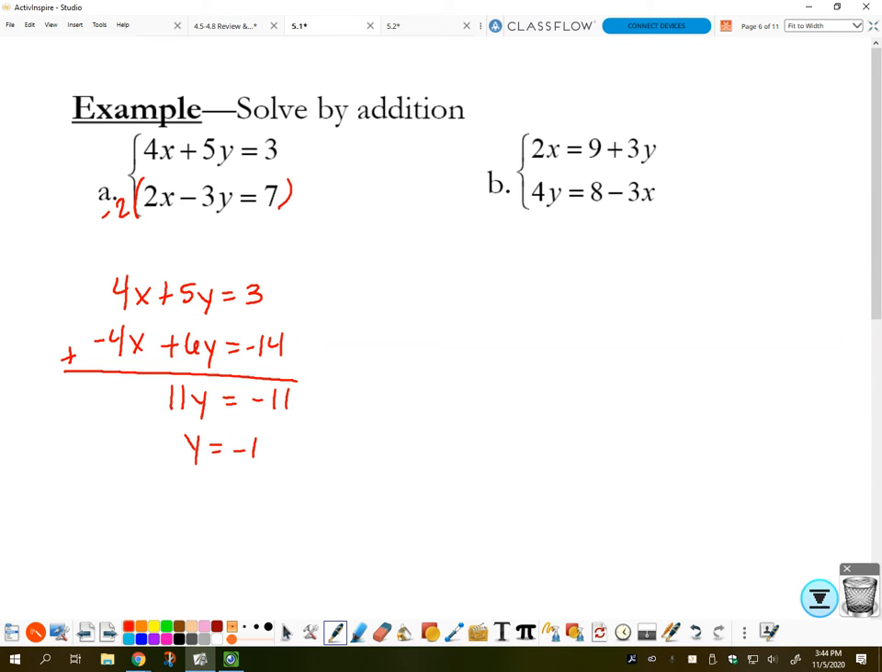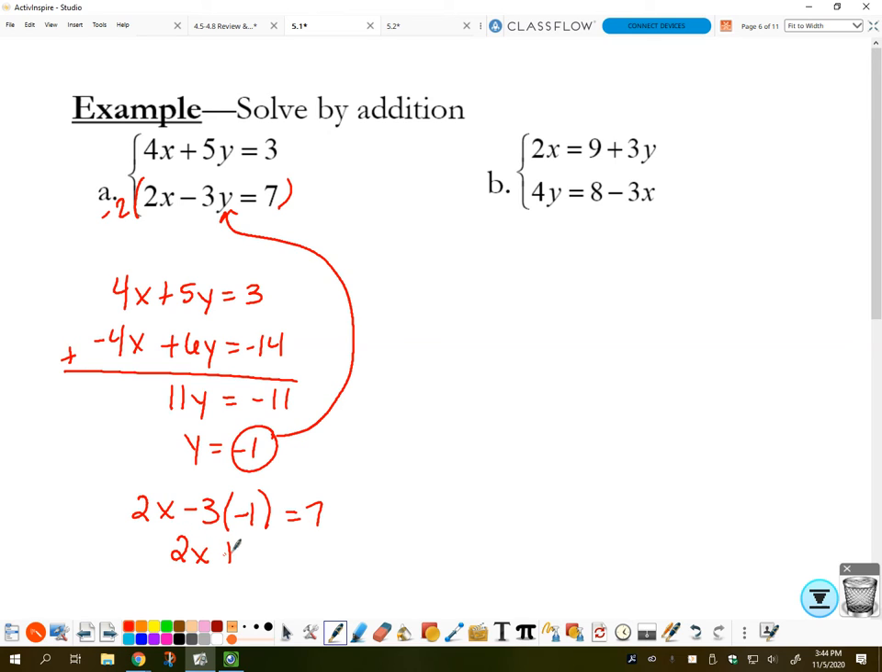Alright, so once you've eliminated one of those variables, you figure out what the other one is, and then you can just take that answer and plug it in. It doesn't matter as long as it's one of the original equations, and you have to remember you're plugging in for y. So I'm going to go here because I can draw a line there easier. So we have 2x minus 3 times -1 is equal to 7.